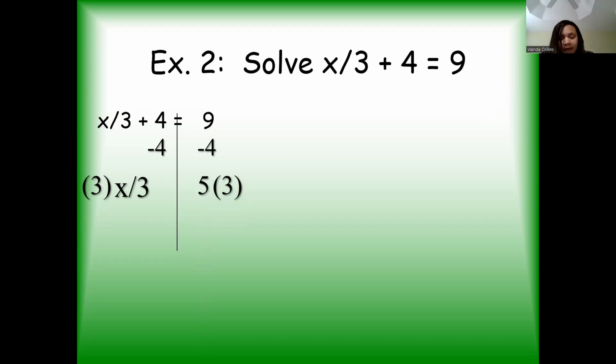So now we have x over 3 equals 5. So now what we're going to do is undo the division. The x over 3 represents division. So the inverse operation of division will be multiplication. So we're going to multiply both sides of the equation by 3. And that will give us x equals 15.